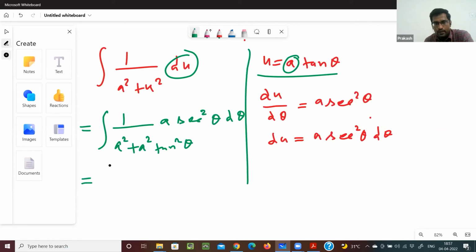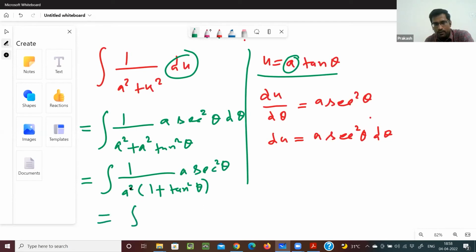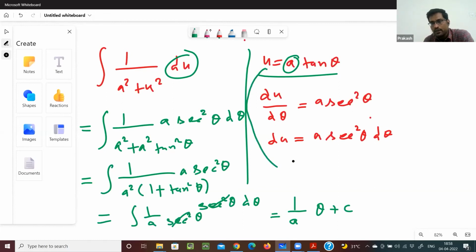So here, in the integral, a square is common: a square into 1 plus tan square theta. And here a into secant square theta. So this is nothing but the integral of 1 by a, so 1 by a we can take out, times secant square theta d theta. So this gets cancelled, and 1 by a into theta plus c will come.